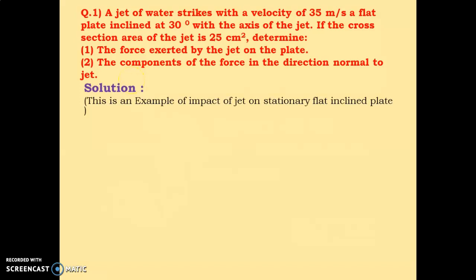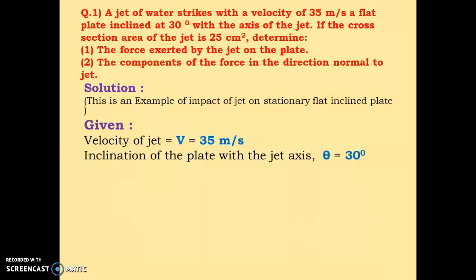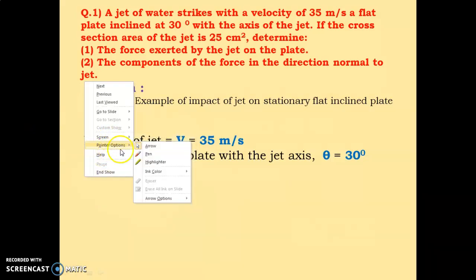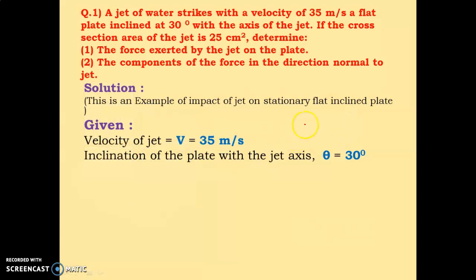Now, first and foremost, this is an example of impact of jet on stationary flat inclined plate. What is given: velocity is 35 meter per second. Inclination of the plate with the jet axis: this is the axis of the jet, and this is the plate. So the inclination angle between the two is theta, 30 degree.